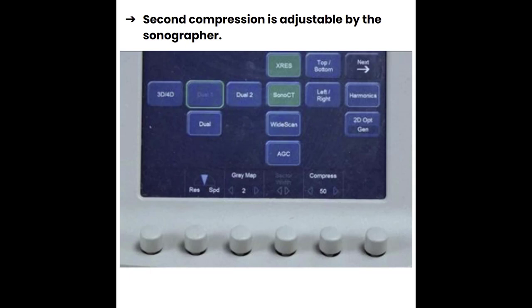If we increase the dynamic range, then we're telling the machine that we want more grays displayed, and we see more variance in the grays that are visible. In this image, we can see a touchscreen off of an IU22, and we have all these knobs sitting in front of the touchscreen. These are called soft keys, and depending on what function you are in, the functions of these knobs are going to change. For example, right now the machine is in 2D mode and this knob aligns with the compress. By turning this knob, we can change the compression of the machine.